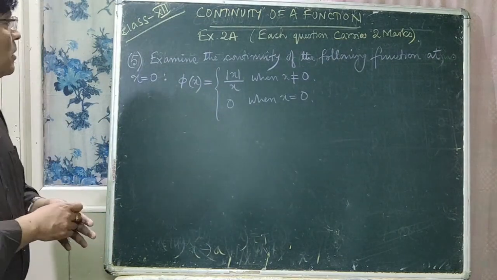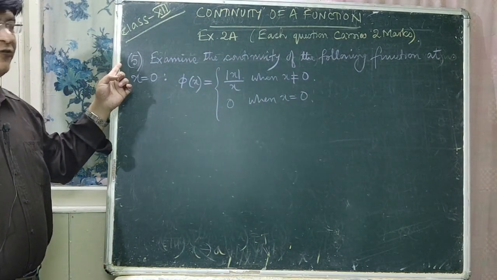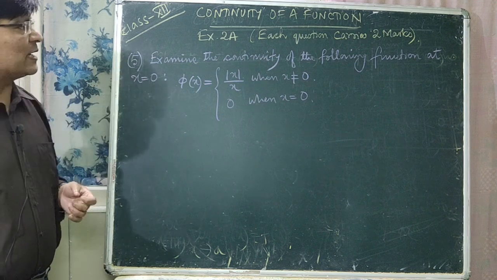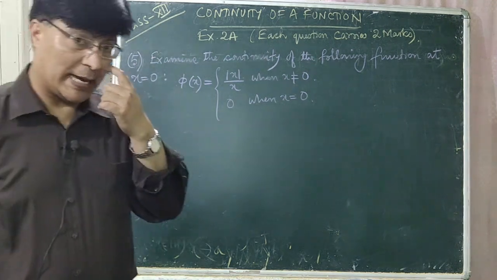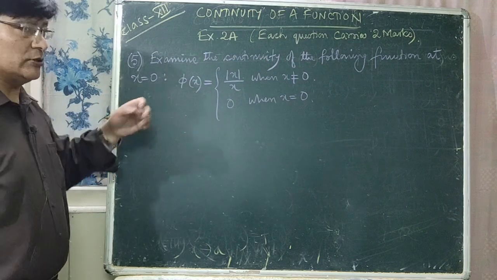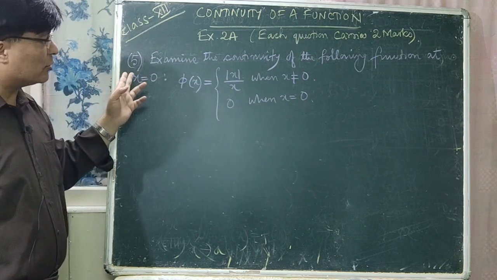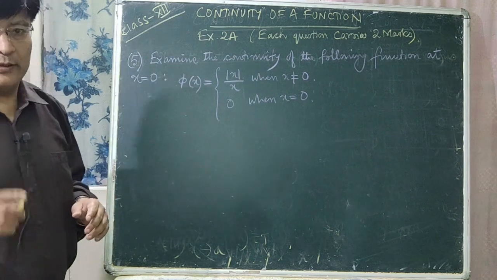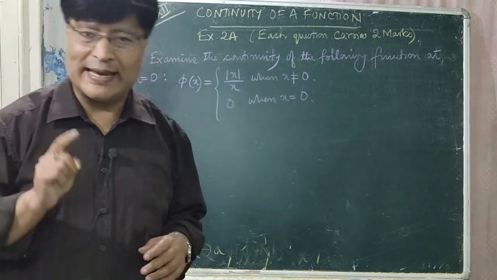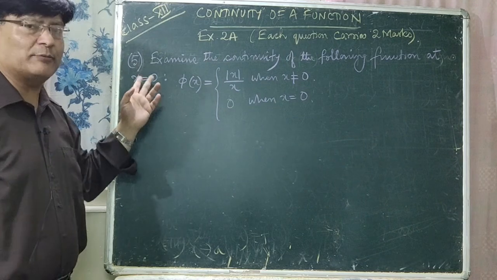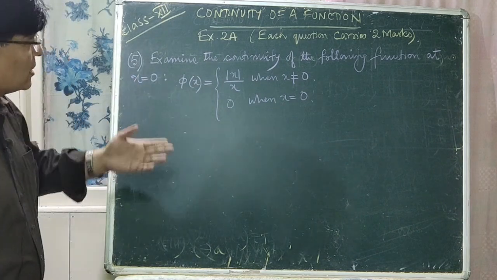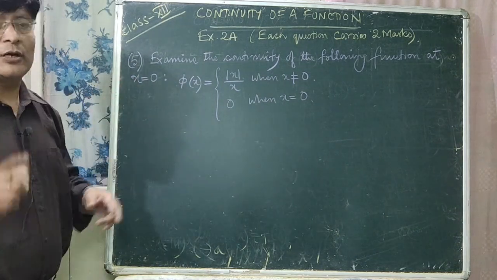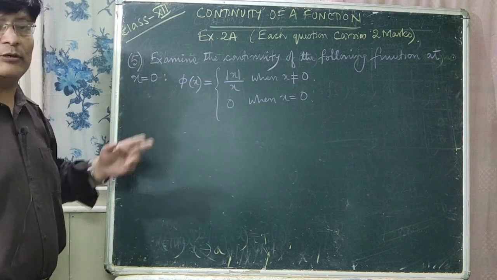So now we are doing the next question, that is question number 5. You have to examine the continuity of the following function at x equal to 0. This function may be continuous or discontinuous at x equal to 0. You have to check whether this given function is continuous or discontinuous at x equal to 0.